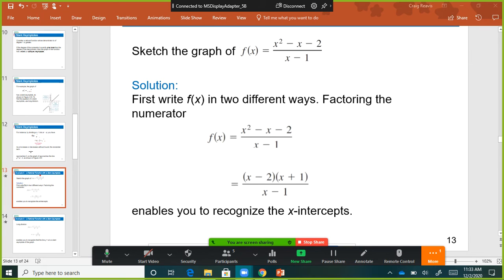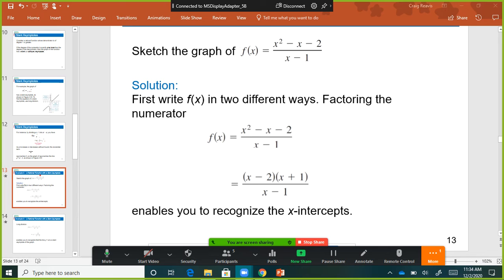All right, they want us to sketch the graph of x squared minus x minus 2 over x minus 1. What we're wanting to do, and this is what they're going to be asking you for, is find the y-intercept, find the x-intercepts, and find all the asymptotes. And then you're going to pick out the graph from whatever selection is on the assignment. So let's step through all this.